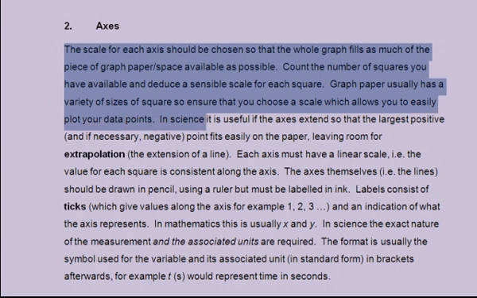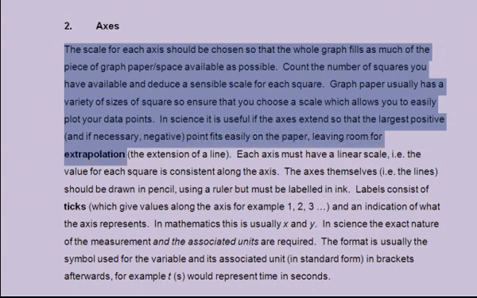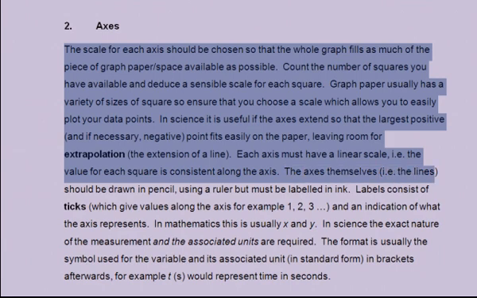In science, it is useful if the axes extend so that the largest positive and, if necessary, negative point fits easily on the paper, leaving room for extrapolation or extension of a line. Each axis must have a linear scale, i.e., the value for each square is consistent along the axis. The axes themselves, i.e. the lines, should be drawn in pencil, using a ruler, but must be labelled in ink.